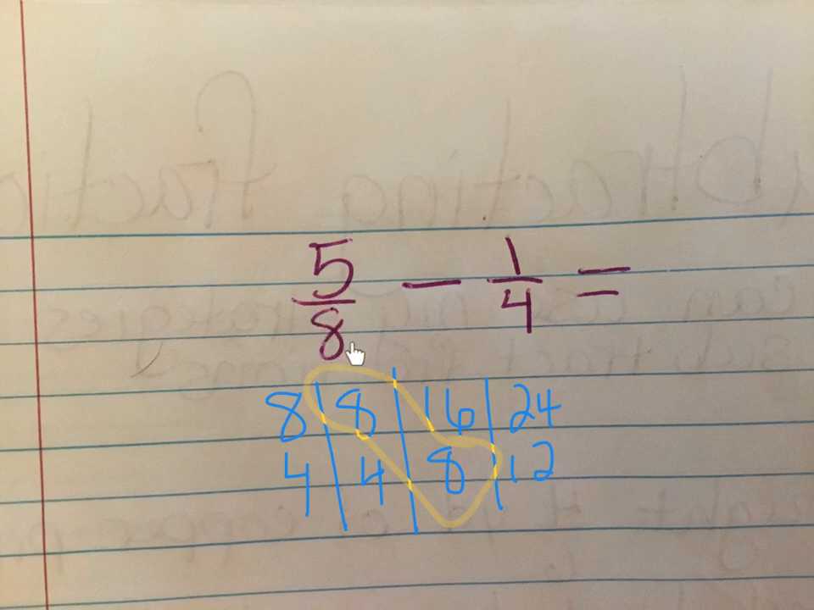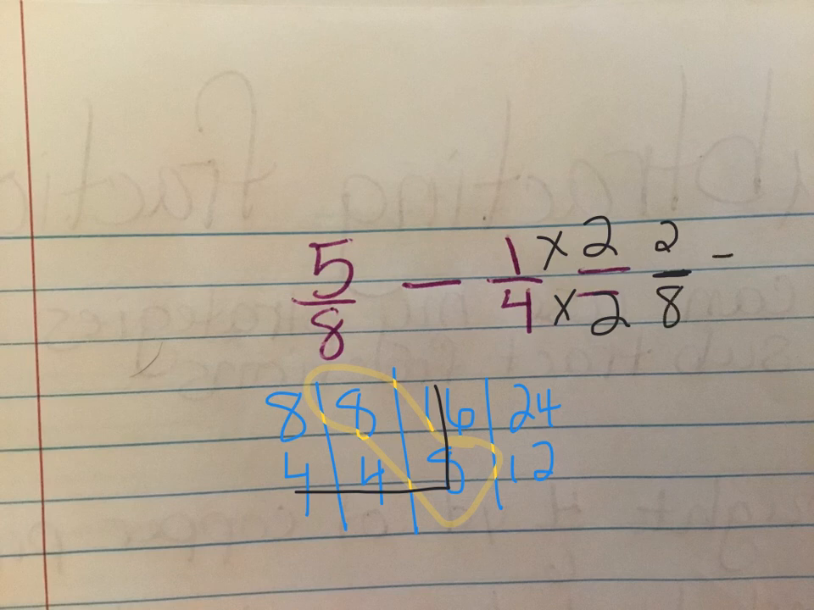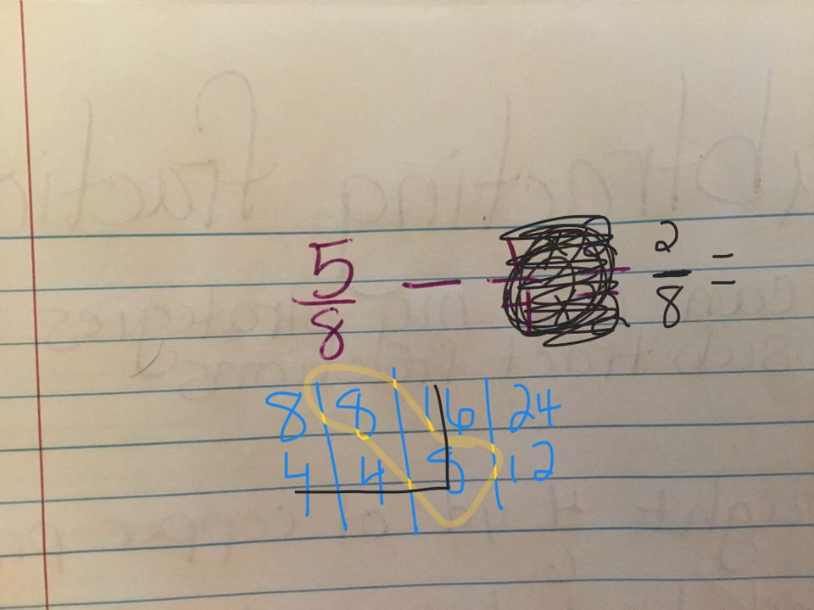Well, in this fraction, it's already at 8, but in this fraction, it is not. So I need to do some multiplying to this one. I got to say 4 times something equals 8. Well, I could go over to my chart and say, oh, okay, well, this was times 2. So I'm going to do times 2. What I do to the bottom, I have to do to the top. So I have a brand new fraction of 2 on top and 8 on bottom. That means I'm all done with this part. I've used it all. I can take it away because I'm not even going to look at that anymore. I already got it taken care of.